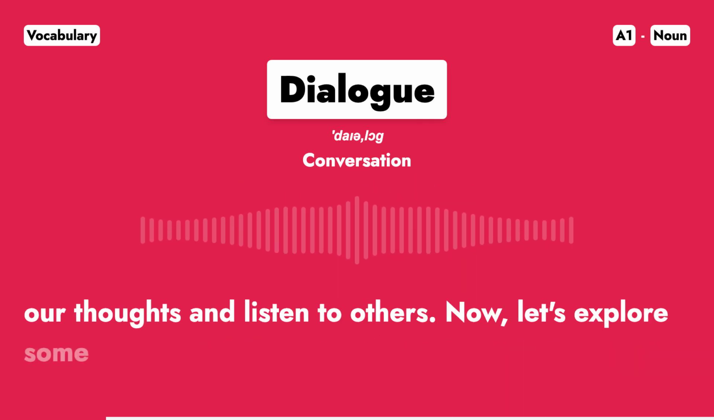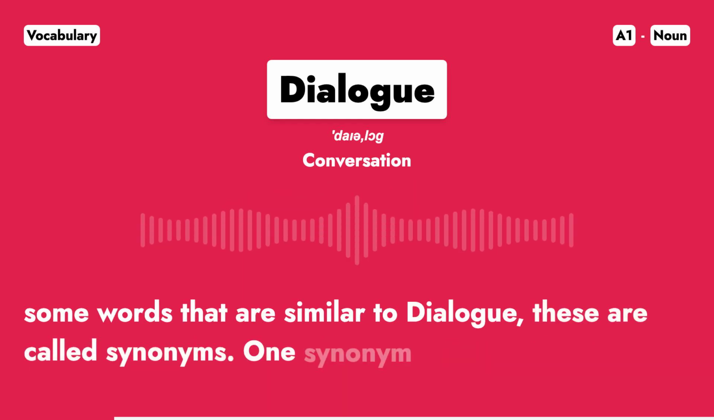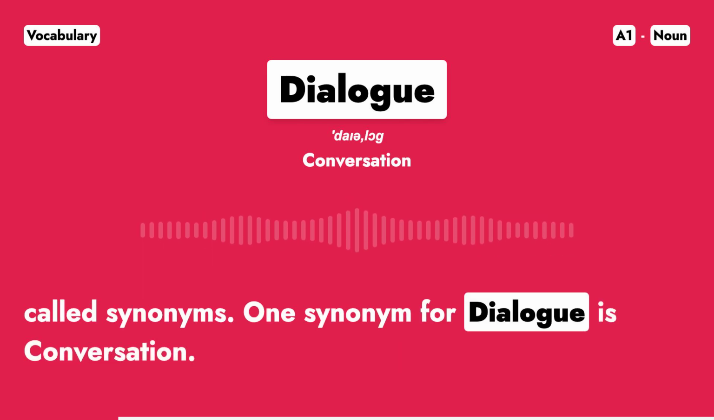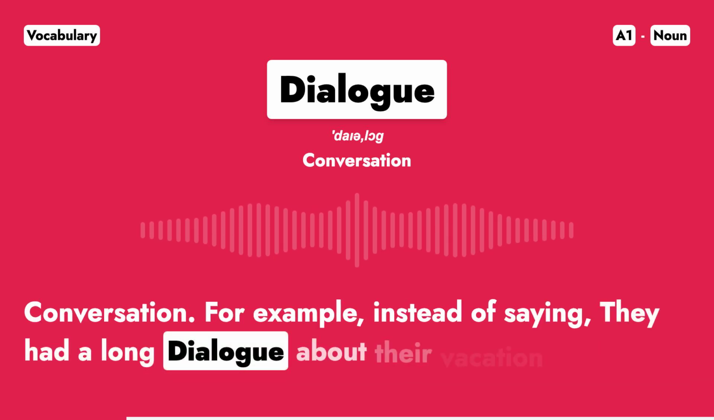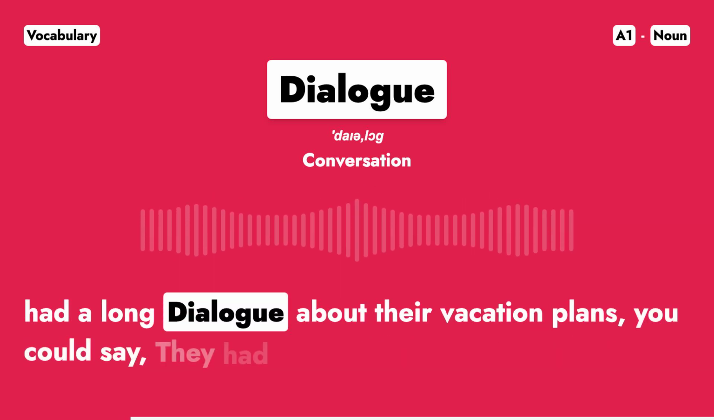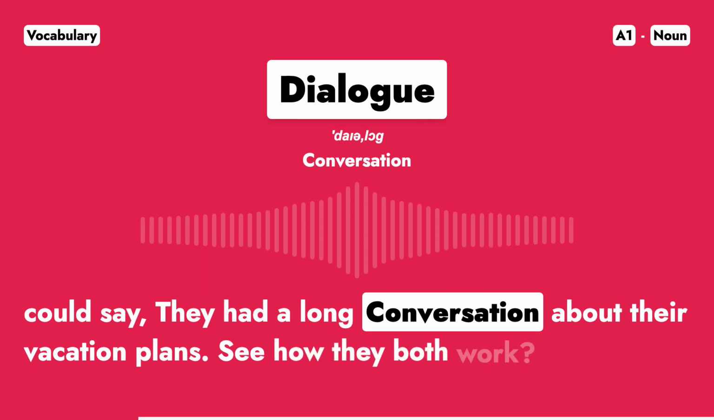Now, let's explore some words that are similar to dialogue. These are called synonyms. One synonym for dialogue is conversation. For example, instead of saying they had a long dialogue about their vacation plans, you could say they had a long conversation about their vacation plans. See how they both work?